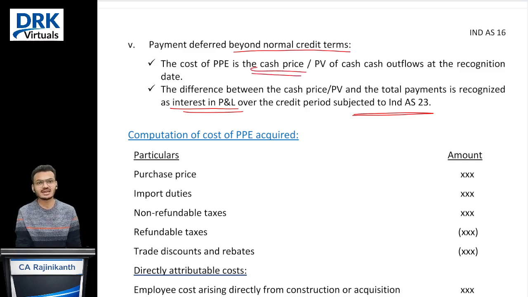Cash price means what? Transaction price. It means, if we would have paid that amount today, at what amount we would need to pay to that vendor. So that is the cash price. In case cash price is not available, recognize that asset at present value of future payments. That's it, sir. That is what the standard is saying.